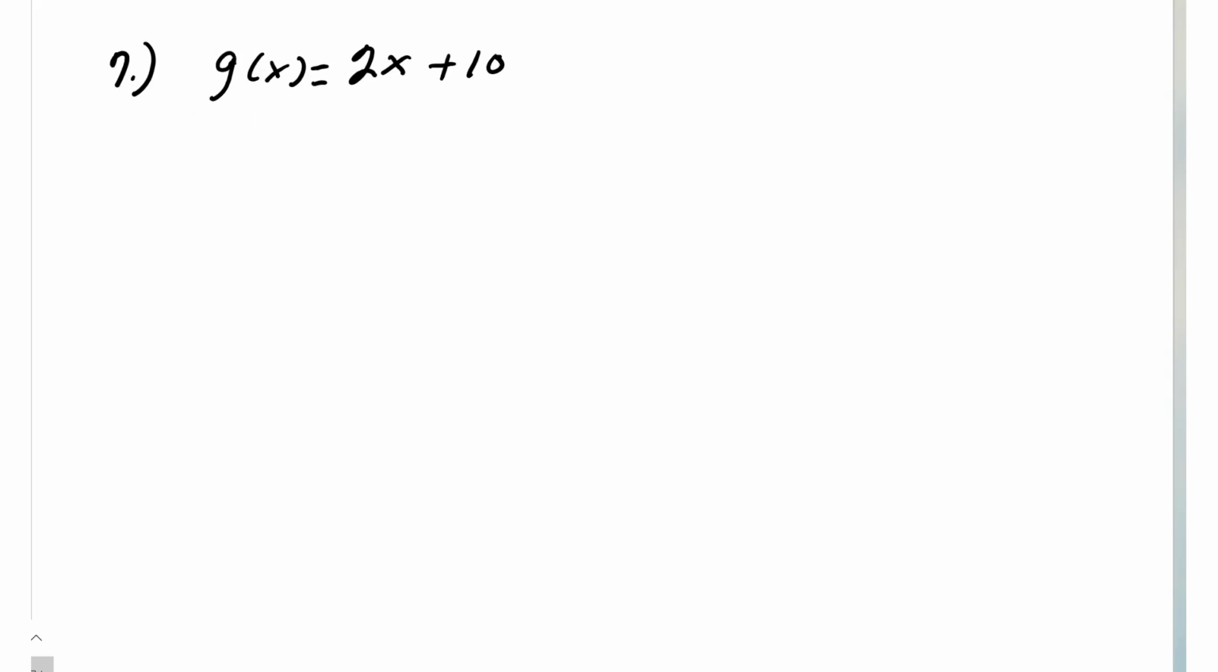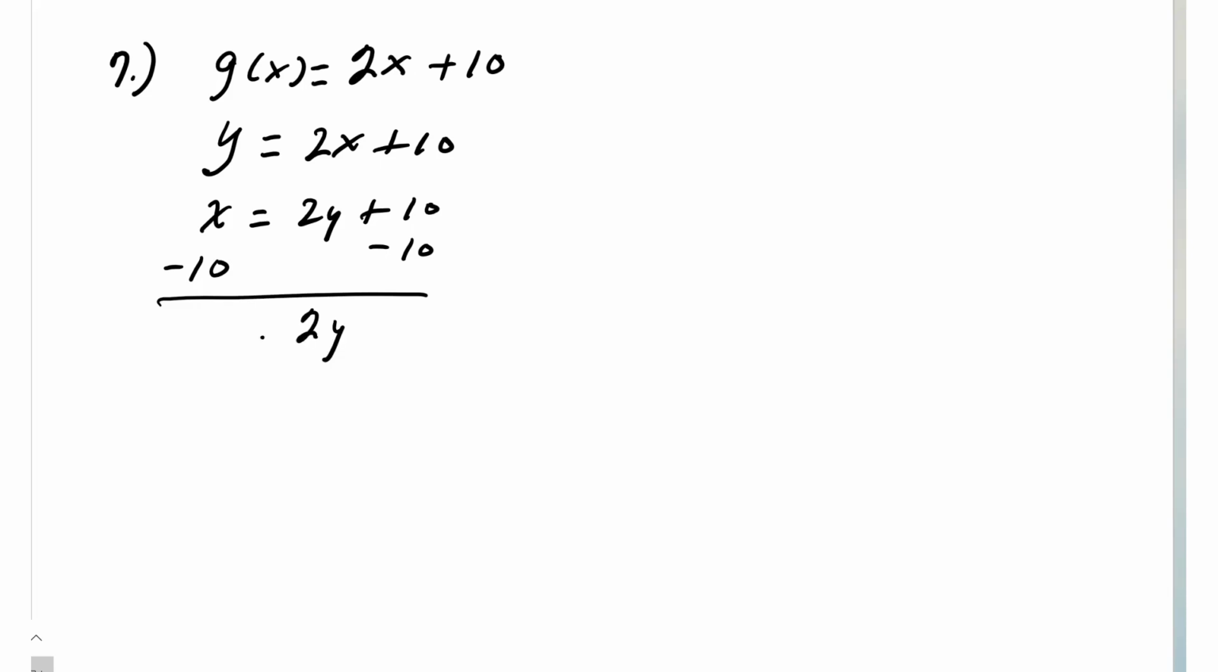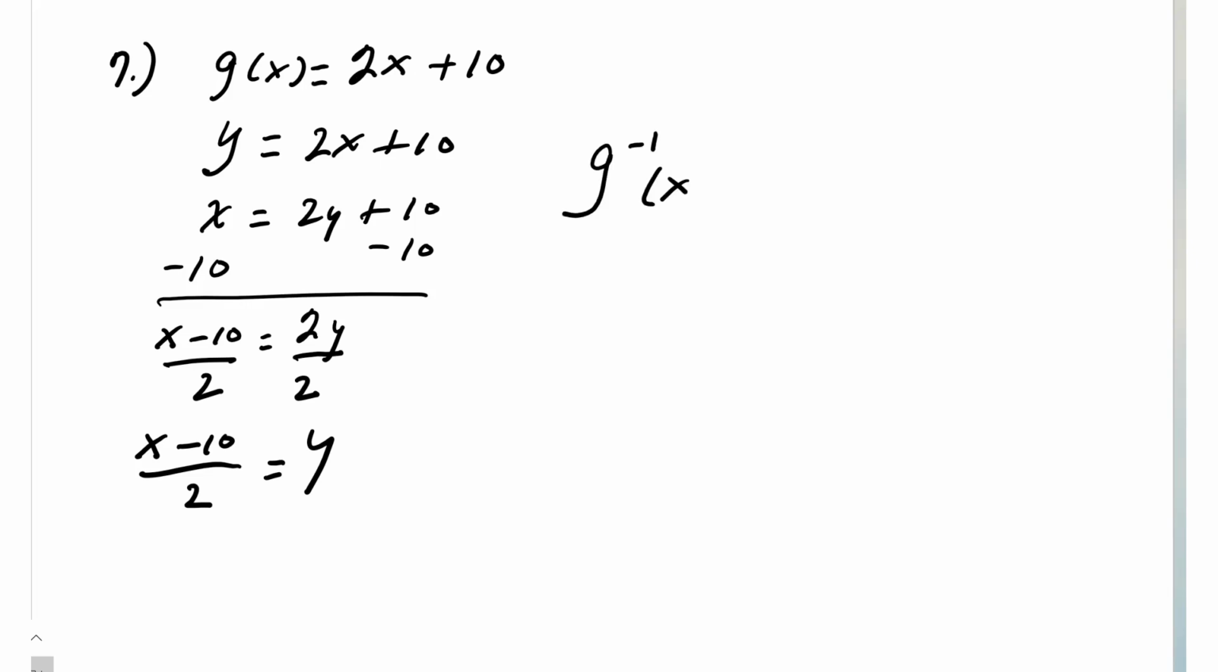So we're going to write the inverse of g of x. So we have y equals 2x plus 10. It makes it easier if you make g of x y. Now our next step is to switch the y and the x. So you have x is equal to 2y plus 10. Subtract 10 from both sides. So we have 2y equals x minus 10. And then our last step is to divide by 2. So y equals x minus 10 divided by 2. So the way we write the inverse of g is equal to x minus 10 over 2.